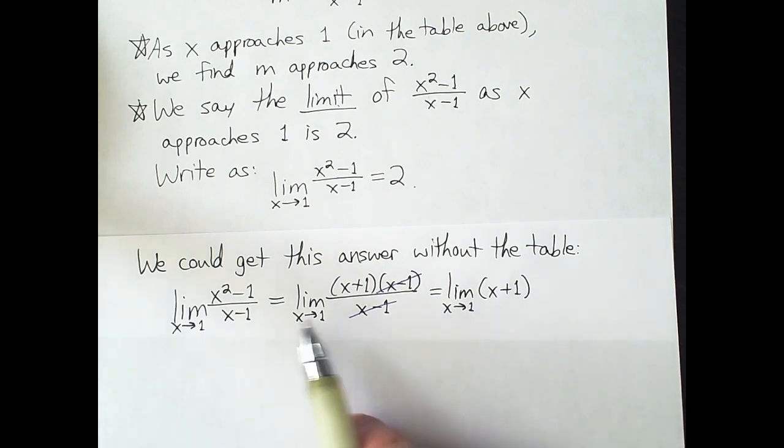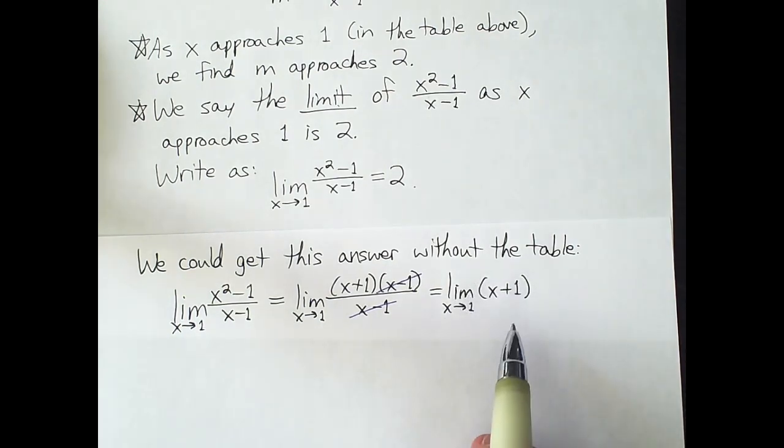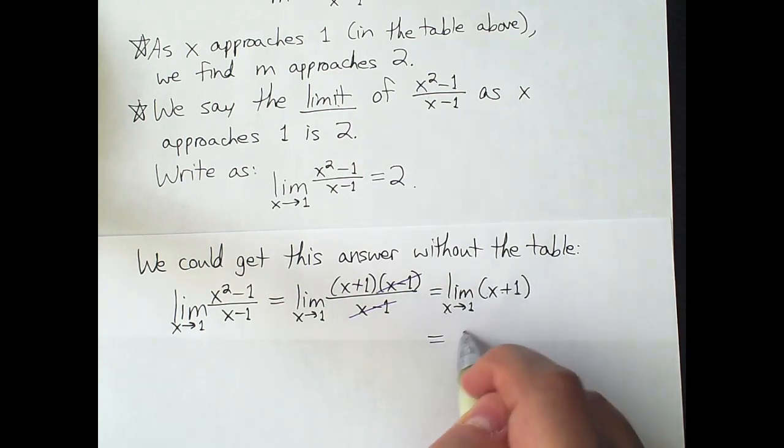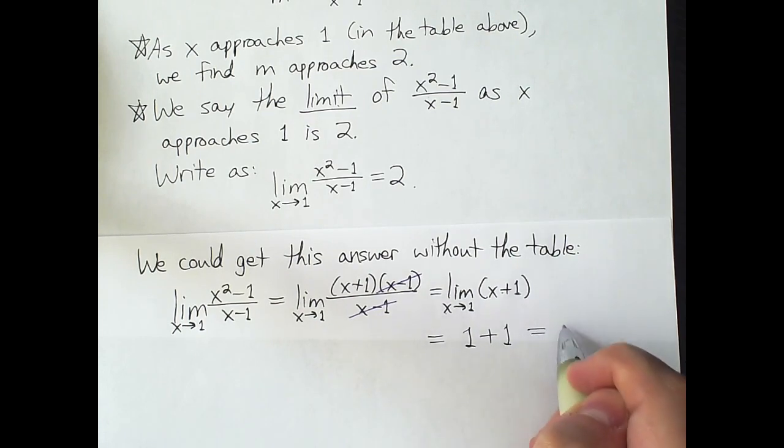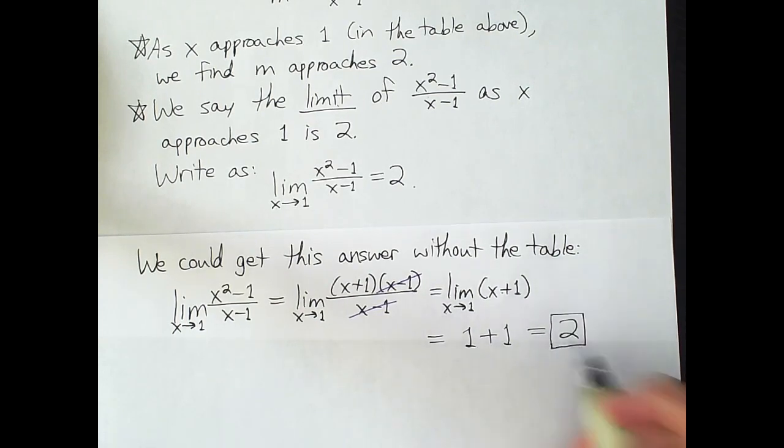Now, we've kind of simplified it, and what this last expression is saying is, what is the limit of the expression x plus 1 as x approaches 1? Well, if x approaches 1, this thing in parentheses is just going to become 1 plus 1. And the answer is 2. So yes, the slope of the tangent line for that particular curve at the point of interest 1, 1 is exactly 2.